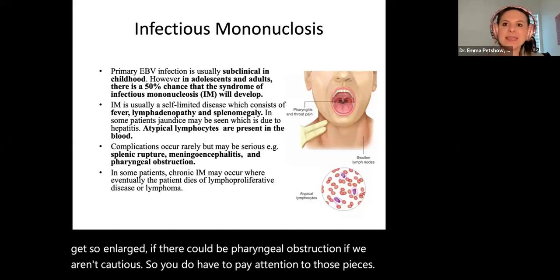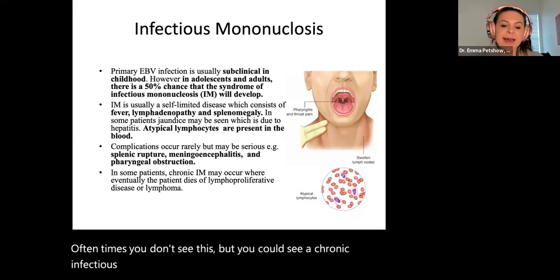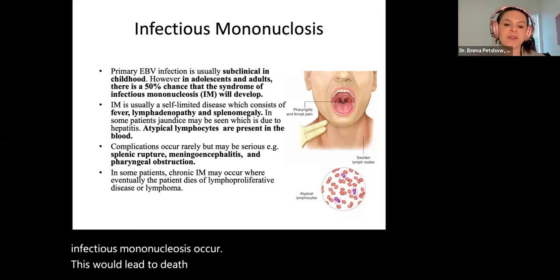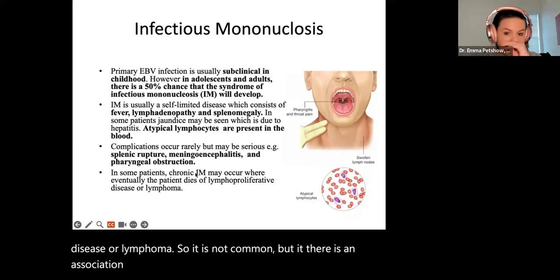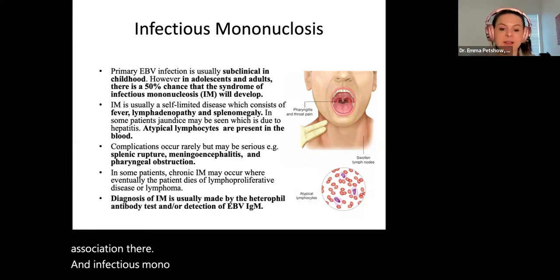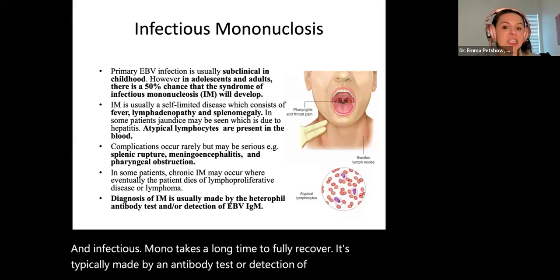Oftentimes you don't see this, but you could see a chronic infectious mononucleosis occur. This would lead to death eventually from lymphoproliferative disease or lymphoma. So it is not common, but there is an association there. And infectious mono takes a long time to fully recover. It's typically diagnosed by an antibody test or detection of Epstein-Barr virus IgM.